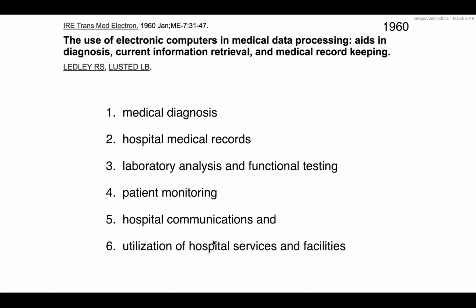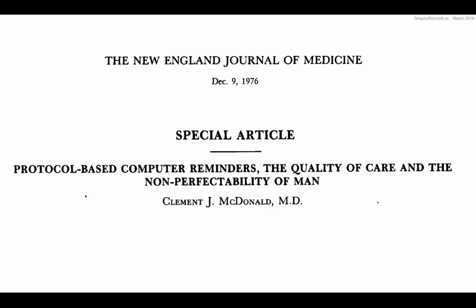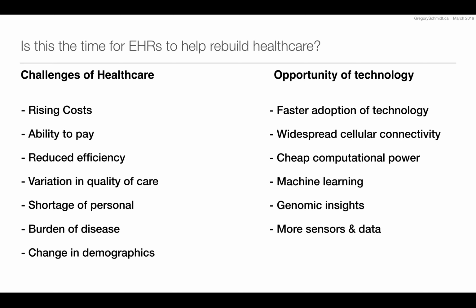We've known as well for over half a century about the benefits of EHR systems, such as Clem McDonald's 1976 New England Journal of Medicine publication on protocol-based computer reminders, the quality of care and the non-perfectibility of man, showing the beneficial effects of such systems. But for whatever reason it is, whether bureaucratic, financial, or technical, the vision of an EHR system from over half a century ago has not yet come to fruition. But is this the time which might be opportune?